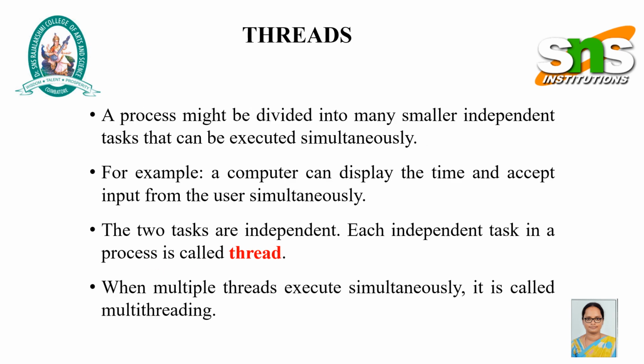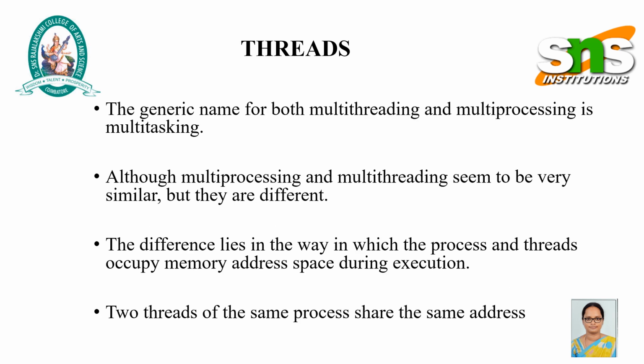A process might be divided into many smaller independent tasks that can be executed simultaneously. For example, a computer can display the time and accept input from the user simultaneously. The two tasks are independent. Each independent task in a process is called a thread. When multiple threads are executed simultaneously, it is called multithreading. The generic name for both multithreading and multiprocessing is multitasking.